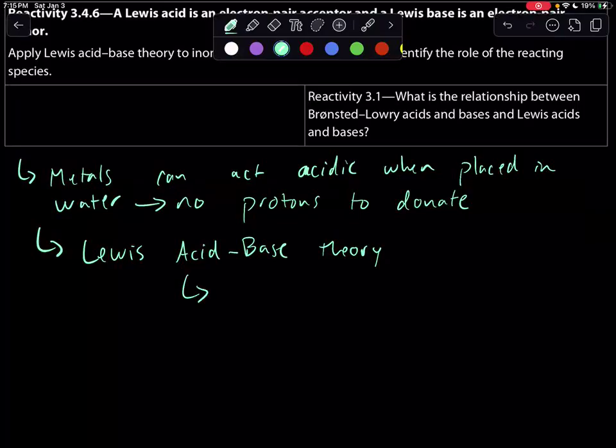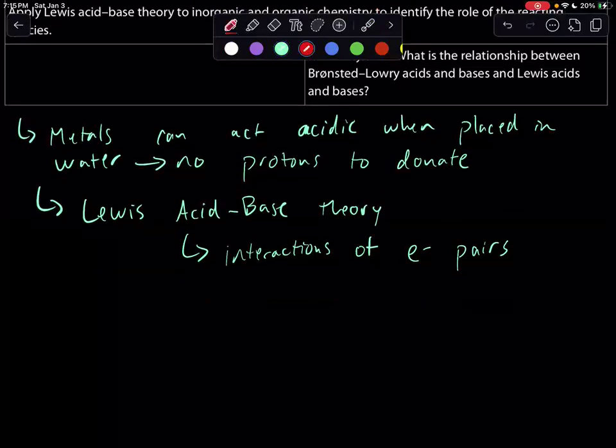And the thing is, this fully depends on the interactions of electron pairs. So Lewis acids fully depend on looking at how electrons move and are donated and accepted. So returning back to our Bronsted-Lowry, which I'm just going to abbreviate BL, that is H plus donating or accepting. So we have to be looking at the movement of protons.